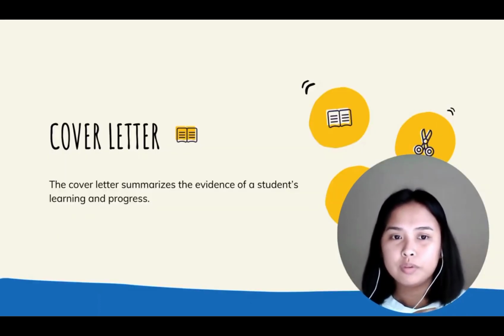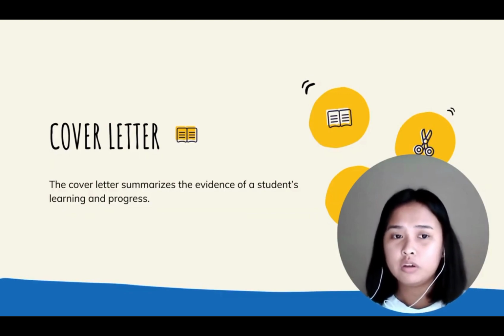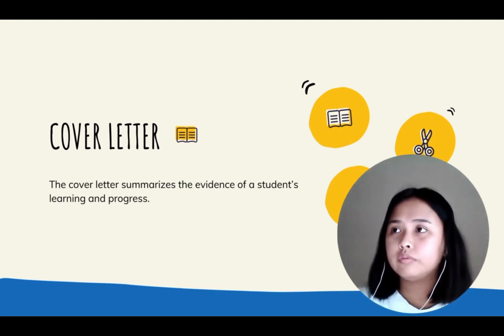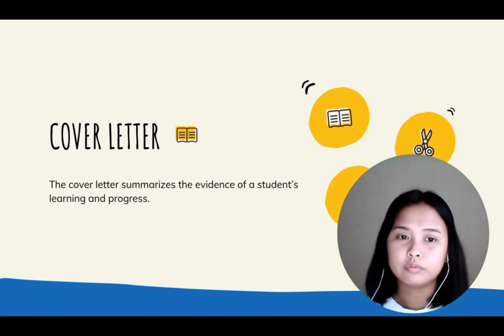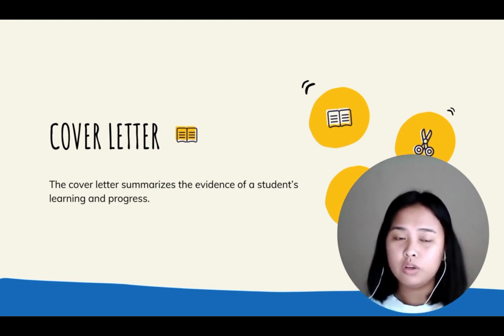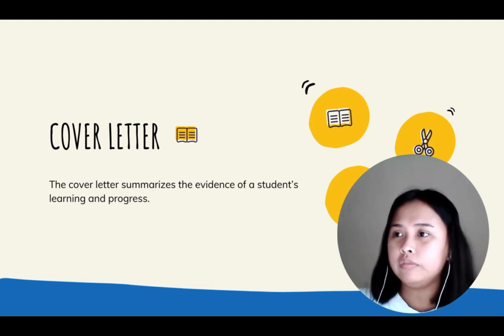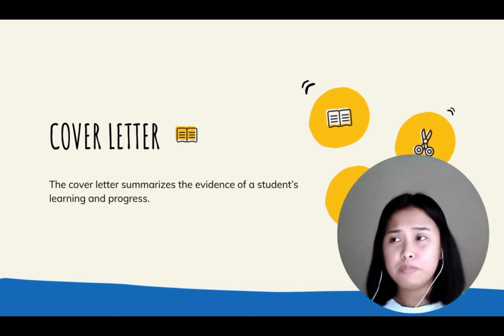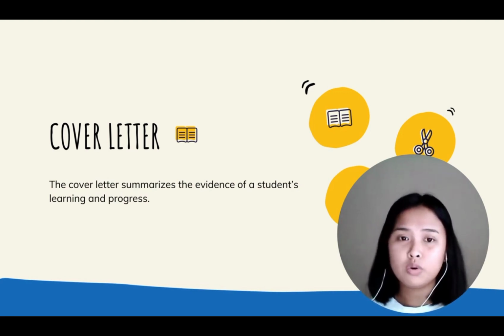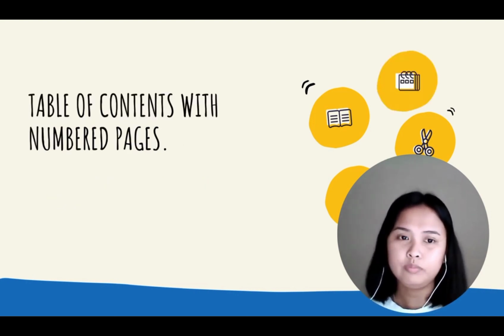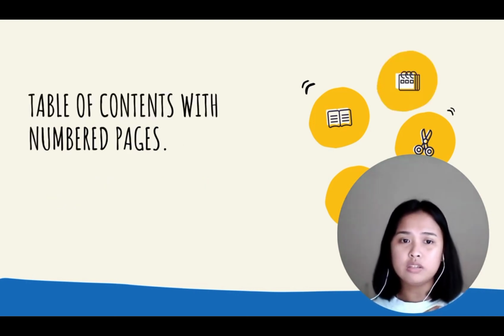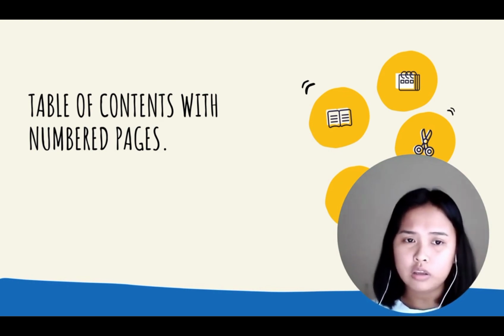And here it goes. First one is the cover letter. The cover letter also talks about the author. It also summarizes the evidence of the student's learning progress. It also includes what should be in the portfolio, what should be showcased, and what the progress is. Next one is the table of contents with number of pages. You can see this commonly on every portfolio.